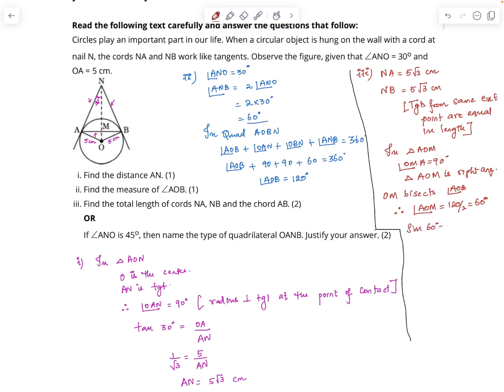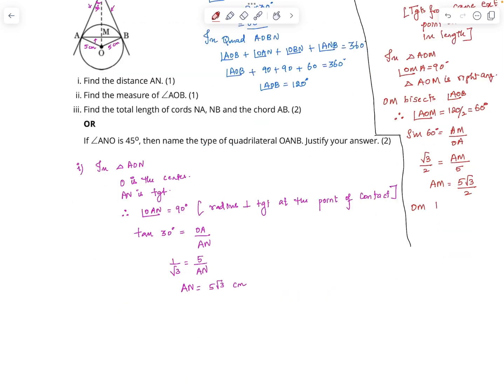Sine 60 equal to AM upon OA. Sine 60 is root 3 upon 2. And AM is what we have to find out. OA is 5. AM is 5 root 3 upon 2. Line segment OM bisects the chord AB. Therefore, AB is twice of AM, which is 2 times 5 root 3 upon 2. So, AB is 5 root 3 centimeter.